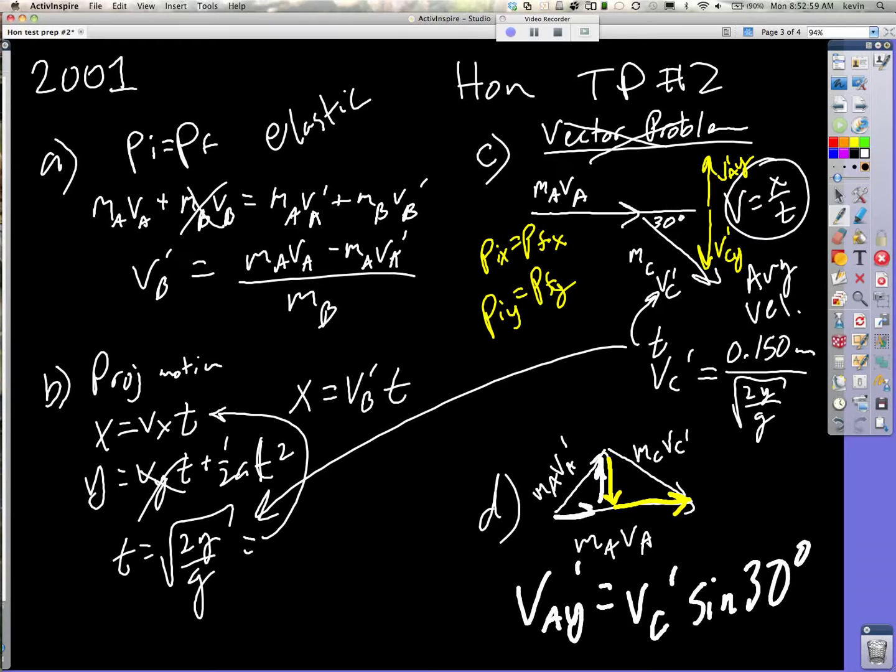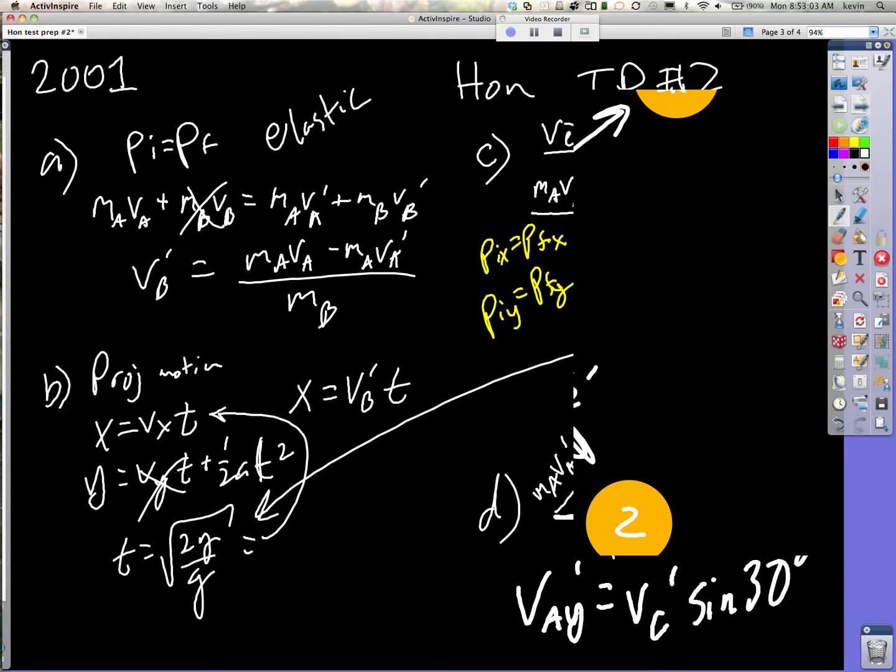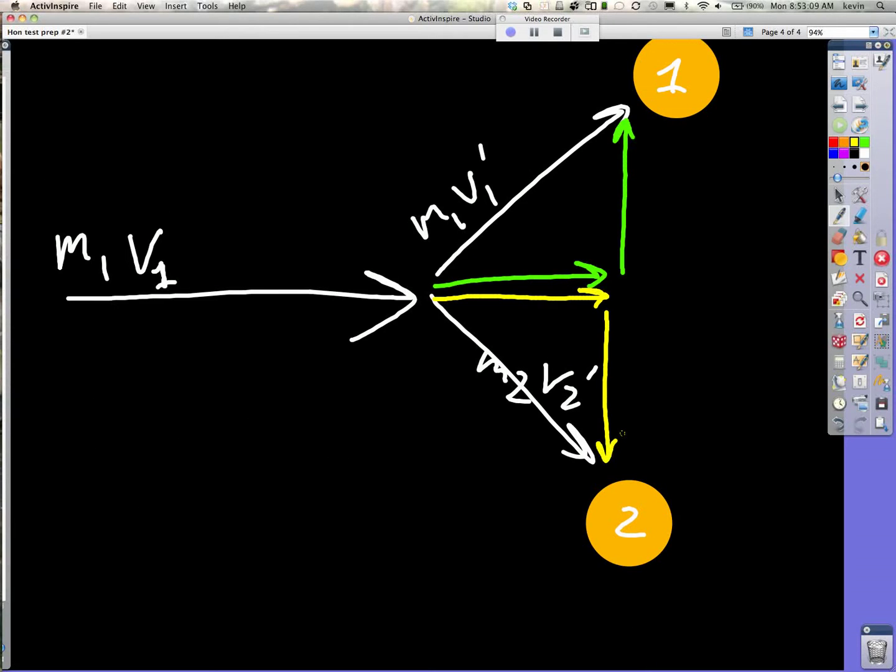So again, the one ball comes in, bing, these two things pop off. When they bounce off, the two momenta that are created have to add up to the original. It's like whatever, some force stuff.